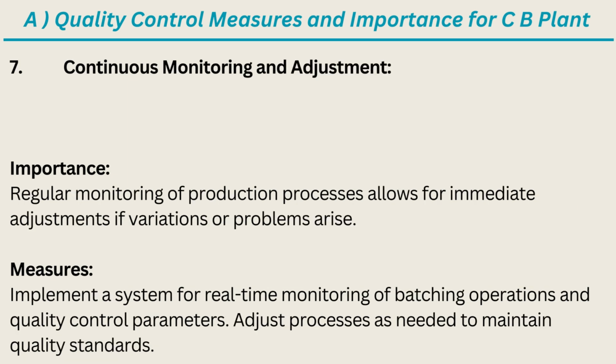7. Continuous monitoring and adjustment. Importance. Regular monitoring of production processes allows for immediate adjustments if variations or problems arise. Measures. Implement a system for real-time monitoring of batching operations and quality control parameters. Adjust processes as needed to maintain quality standards.